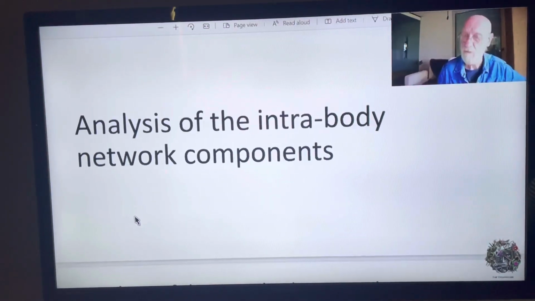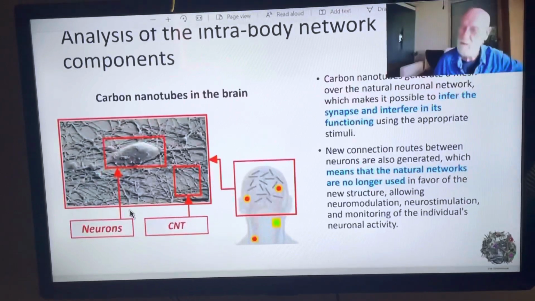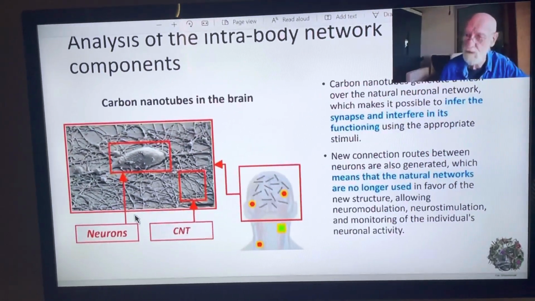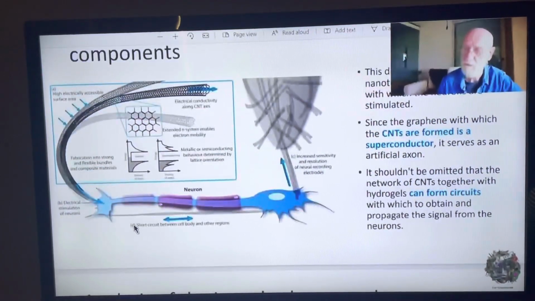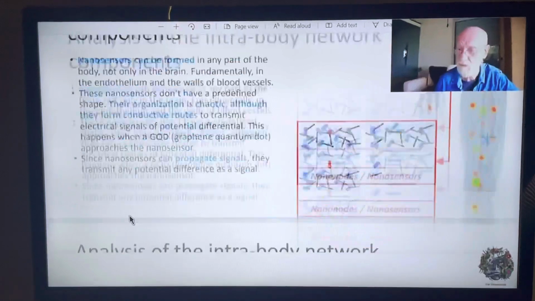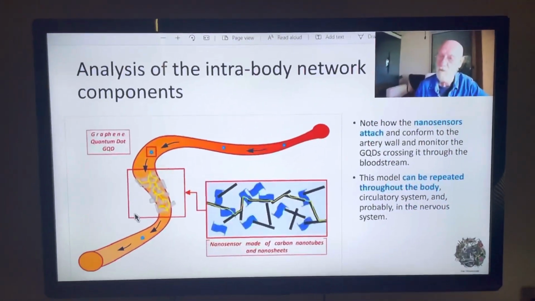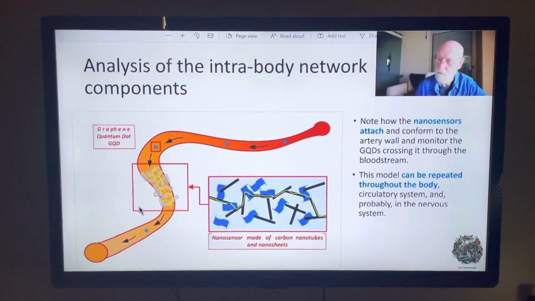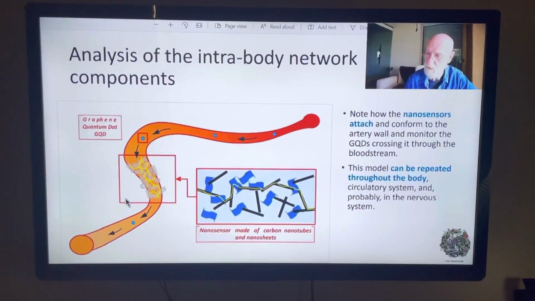Analysis of the network of body compounds. You see here, this diagram shows how the nanotubes act as electrodes by which the neurons are stimulated. This is really interesting. They can form circuits to propagate the signal into the neurons, the body network. So you've got this signal flow through these carbon nanotubes.